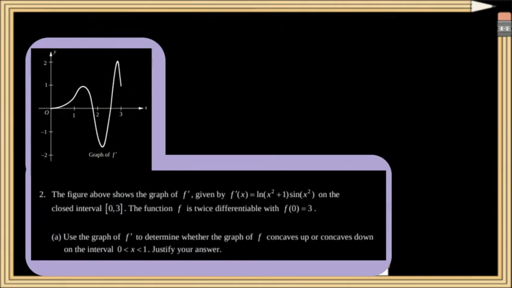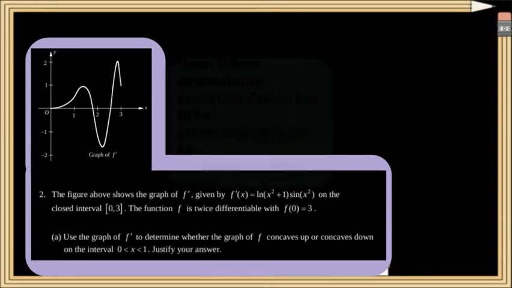The FRQ for this example. The figure above shows the graph of f prime, given by f prime of x equals ln of x squared plus 1 times sine of x squared, on the closed interval 0 to 3. The function f is twice differentiable with f of 0 equaling 3. Part A. Use the graph of f prime to determine whether the graph of f is concave up or concave down on the interval 0 to 1.